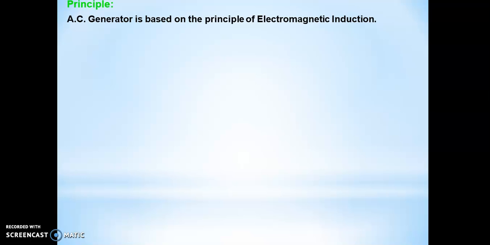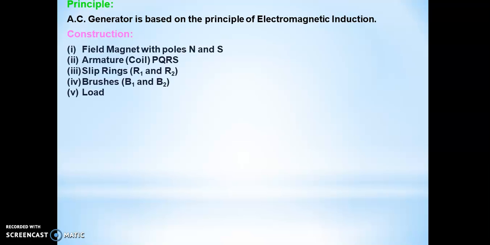The principle of operation. The AC generator is based upon the principle of what? A very well known established fact, electromagnetic induction. What is electromagnetic induction? We have discussed that in the previous classes. Whenever a changing magnetic flux is there, it induces an electric current in the neighboring coil where the change in flux is observed. And this was done by Faraday in a very fantastic experiment.